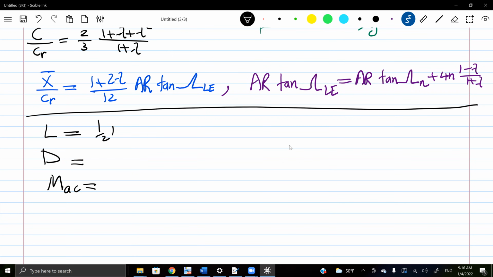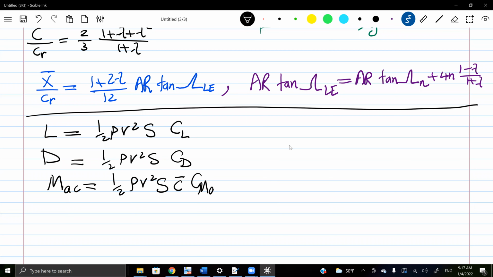So this is 1/2 rho v squared, now times the area S because it's the entire wing, times the CL. The drag is again 1/2 rho v squared, area times CD. The moment is 1/2 rho v squared S, which is what was used for a force, so I need one extra length. Of course, I'm going to use the C bar because it's my reference length. This is why I invented it at the beginning. CM aerodynamic center.